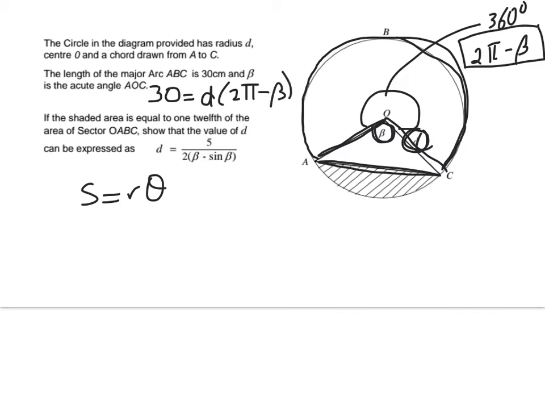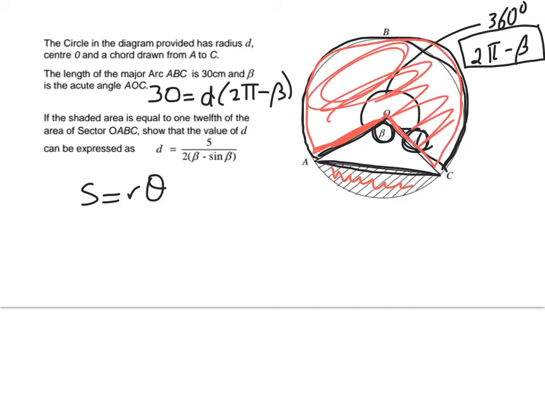And we're just going to park that and come back to it, because what we're asked to show is that if the shaded area, which is this segment here, is equal to 1/12 of the area of sector OABC, where the sector is going to be that area there, then we have to show that the value of d is equal to this thing here. So we're going to start again by writing down what we know, and let's do that now.